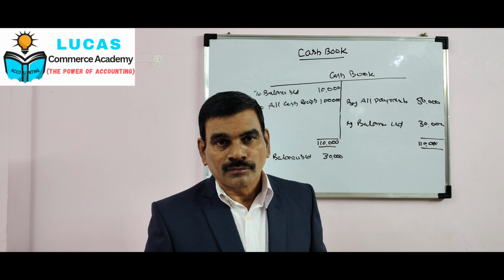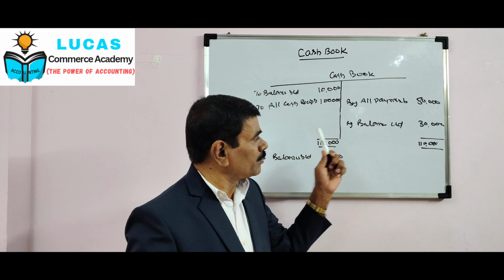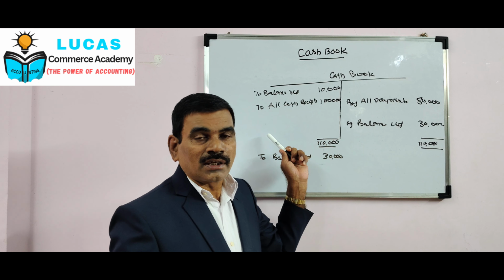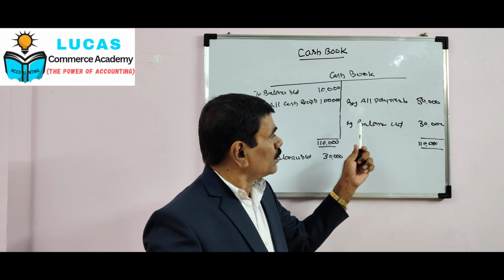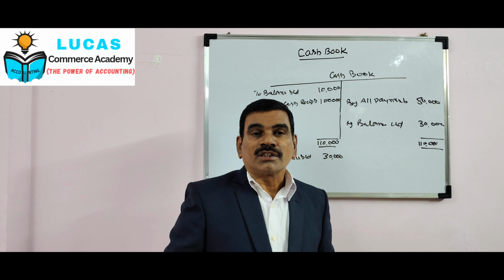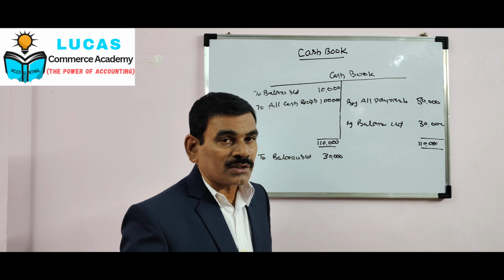Amount column. Okay, so it has two sides: number one left hand side, number two right hand side. So left hand side is used for recording all cash receipts. So credit side, we record all cash payments. So this is the procedure for preparation of cash book.